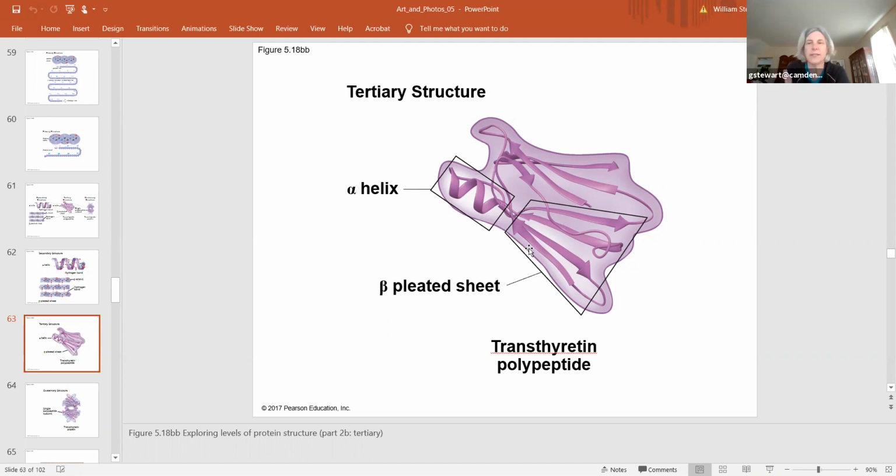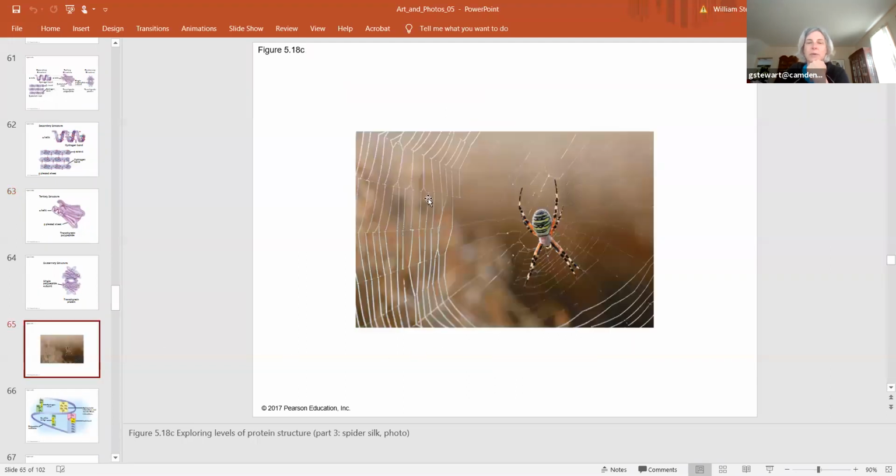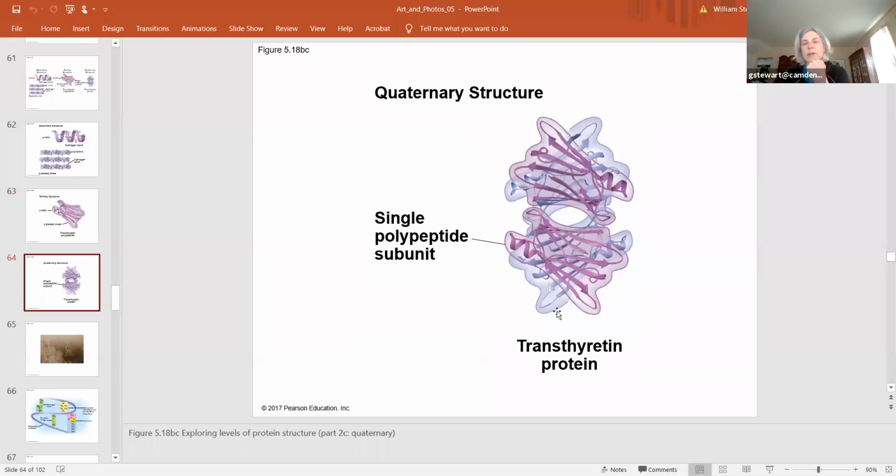Now, for some proteins, this is it. They have primary, secondary, tertiary structure, and that's it. For many proteins, they have quaternary structure, which is multiple subunits or domains put together to become a functional protein. And in the case of transthyretin, which remember is the spiderweb protein, it actually has 4 subunits.